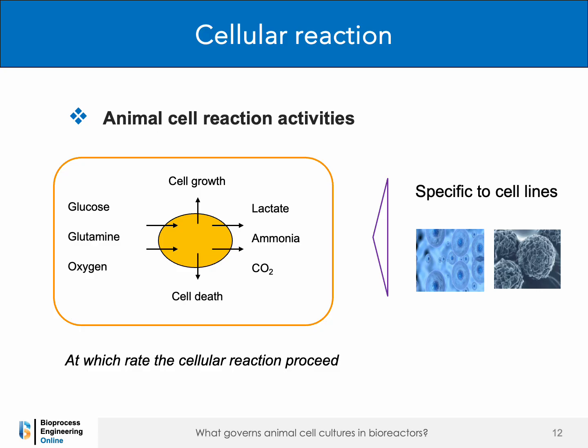In cell culture bioreactors, the dominant factor governing process dynamics is the cellular reaction. The overall duration of the culture, along with the final cell density and product concentration, is largely determined by cellular activities, namely the rates of growth and death, nutrient uptake, and metabolite or product formation. These activities depend strongly on the cell line employed and on the mode of growth, whether in suspension or attached to solid supports such as microcarriers.